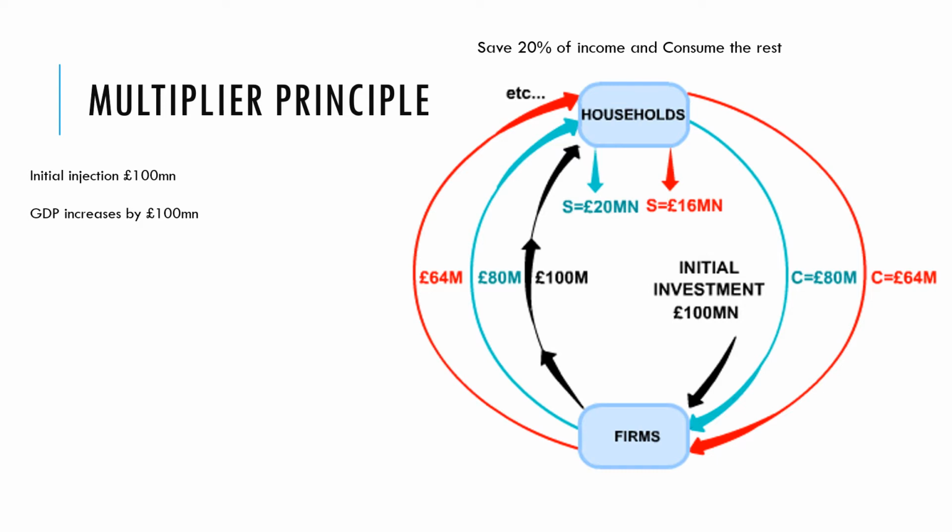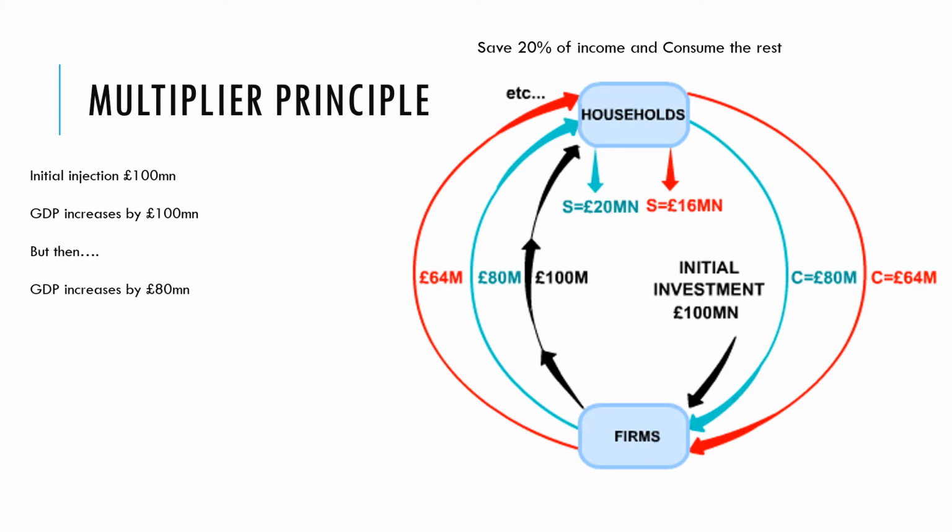So what's going to happen now? Households are going to save 20% of the 100 million. So if we move now onto the green arrows and lines, they're going to save £20 million. That's 20% of 100 million, and they're going to spend the rest. So how much would they be spending? They would be spending 80 million. So now we have a second increase in GDP. Beyond the first 100 million, we now have another increase of 80 million. So GDP is going to increase by a further 80 million.